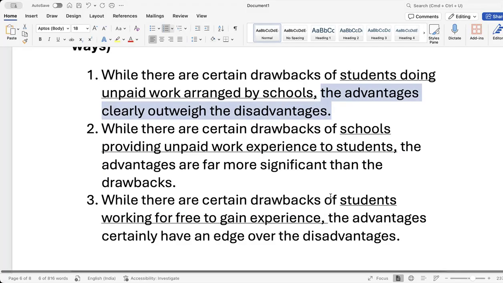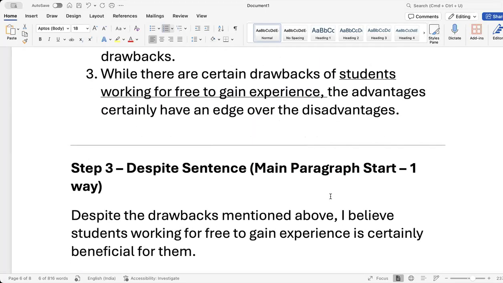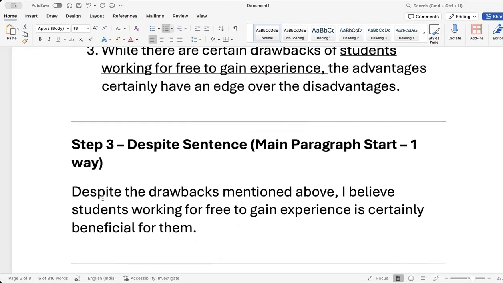You can use it once in the introduction, once in the conclusion. The second part that I want to teach you is the despite sentence. I write the despite sentence like this: Despite the drawbacks mentioned above. Remember, I'm using it with the main side. The weaker side has already been written before.